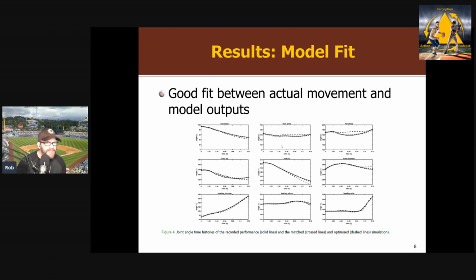And you would expect that to be different because the optimized one is going to suggest changes essentially to the delivery to make the bowling faster. But you can see there was a really good fit, and they did some statistics to show the fit. So the model seems to be quite good, a model of what's actually going on with the delivery.